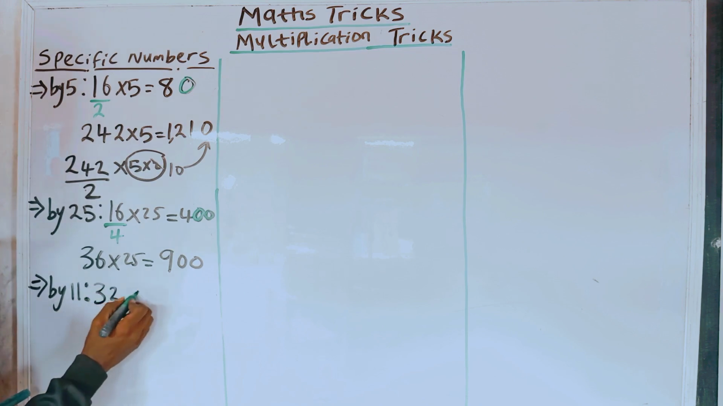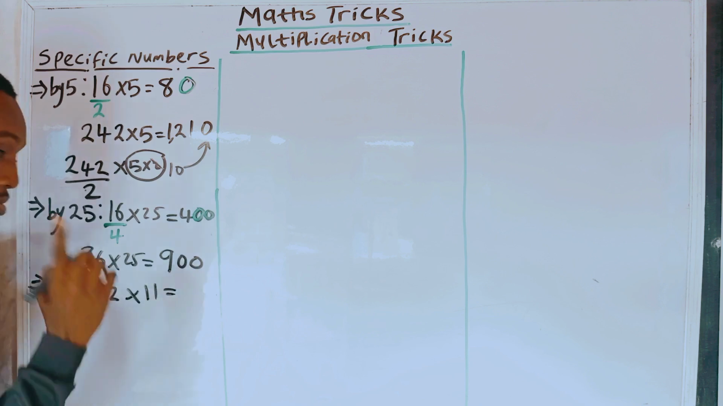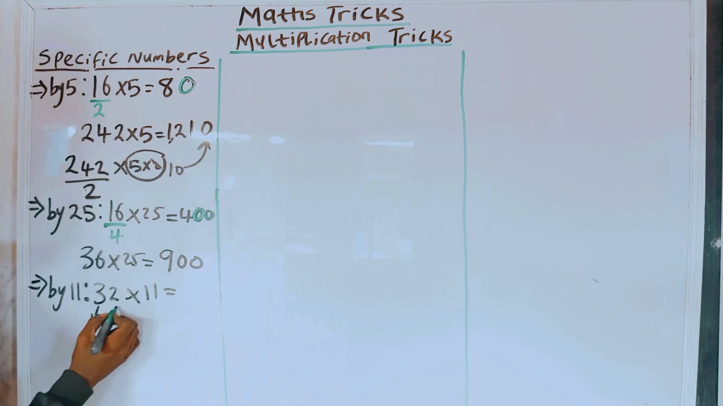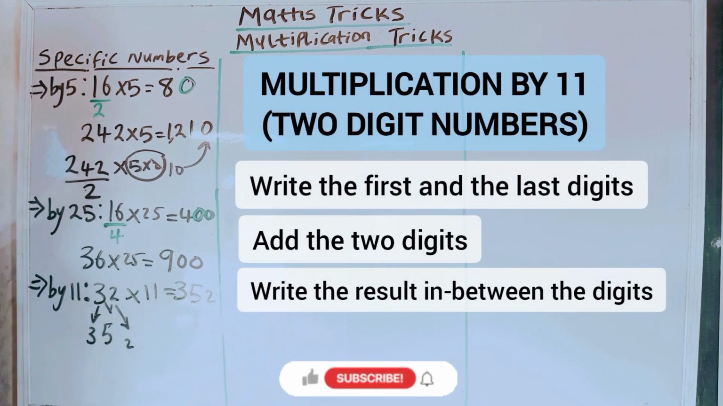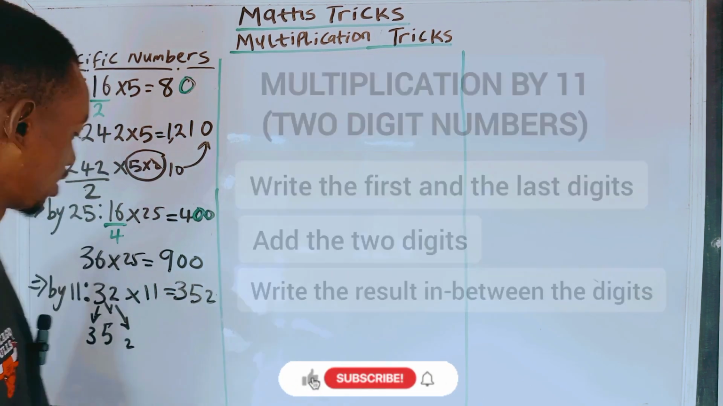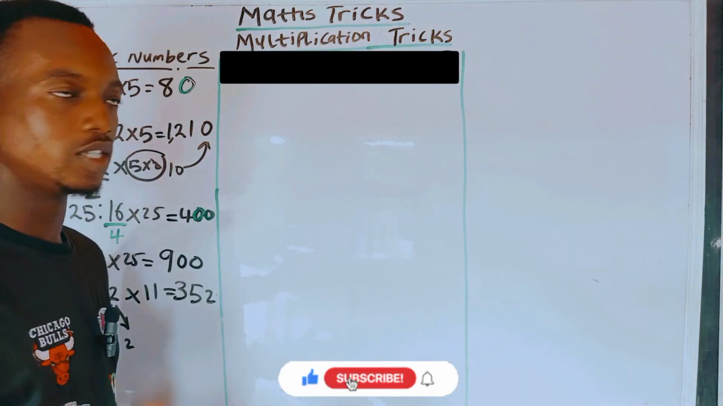Let's say we have 32 times 11. What will it give us? Simple. You write the first number, 3, write the last number, 2, add the two numbers together and write it in between. That's 352. Easy peasy. Yes, very, very easy. What if we have 3 digits?